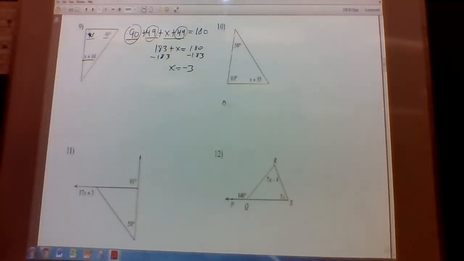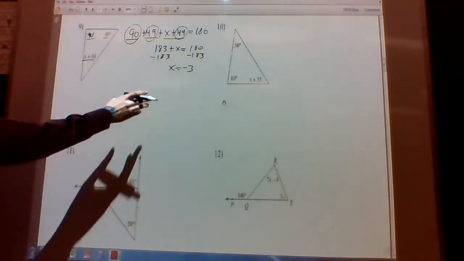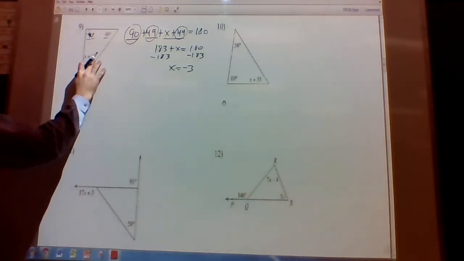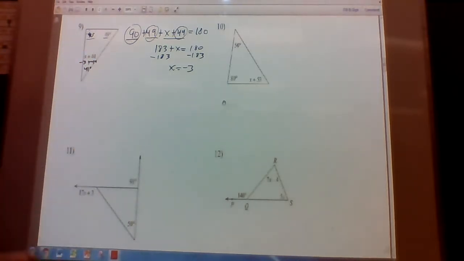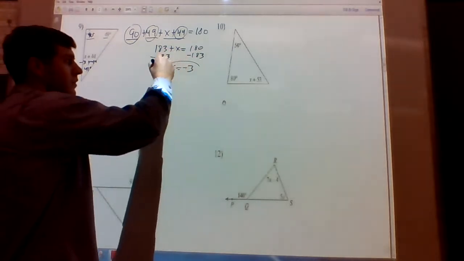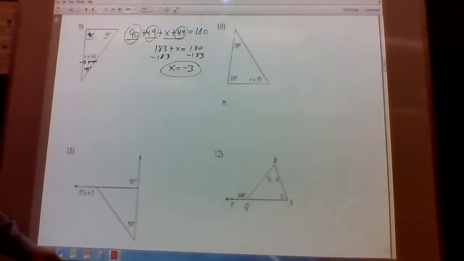Remember, the angle measure can't be negative, but the x value can be negative. So don't let that confuse you. If we substitute in the -3, we get -3 plus 44, which is 41 degrees. So our angle measure is still fine. 41 plus 49 plus 90 is 180, so we know we have the right answer. We know x is definitely -3.